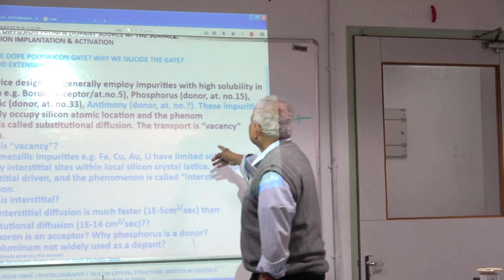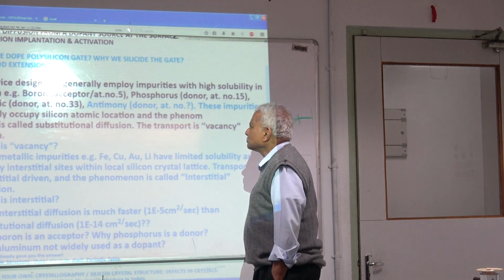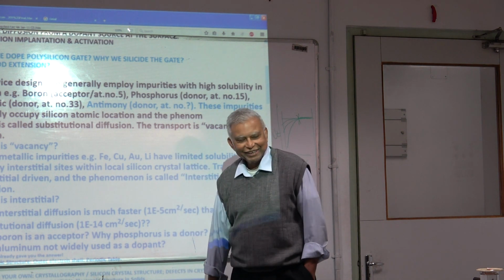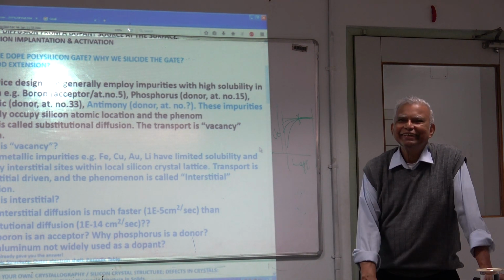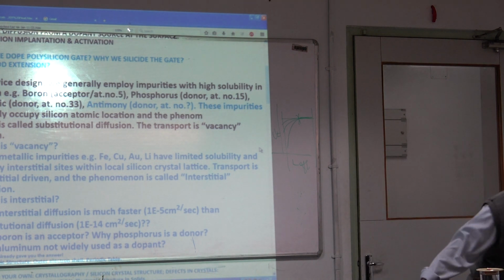So, anything that's vacancy driven, what's vacancy? Missing of the atoms. Missing atom, exactly right. The vacancy is where an atom should be in the crystal lattice, but is not there. And why isn't it there? Because of impurities.